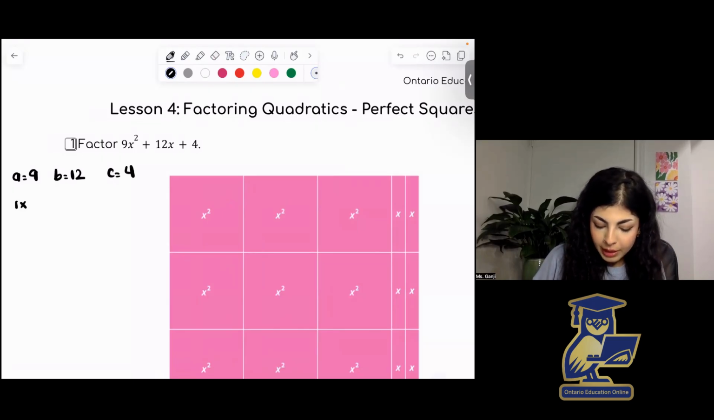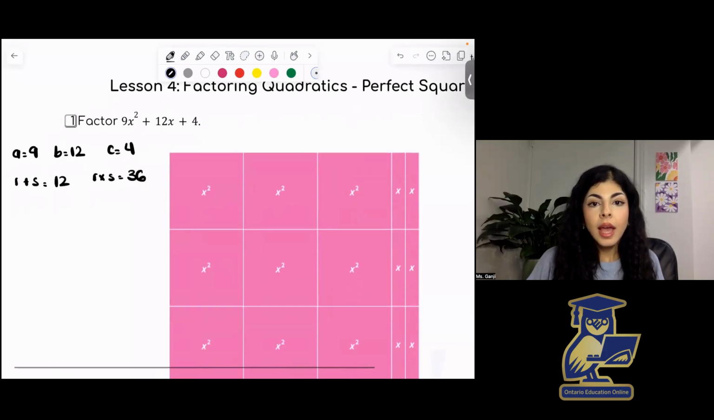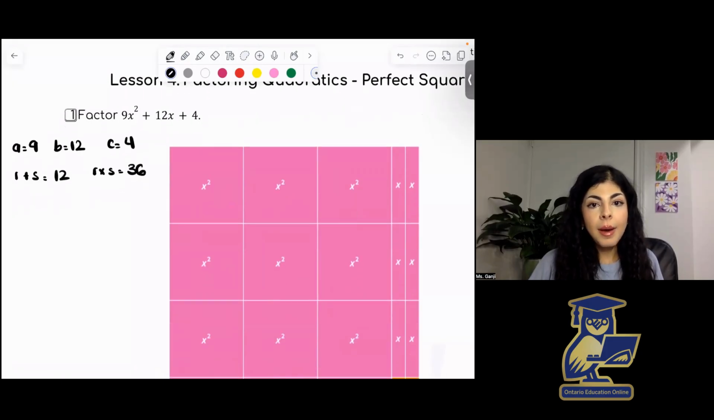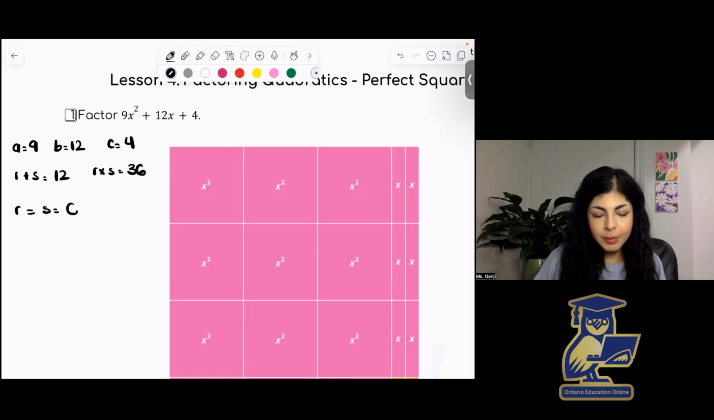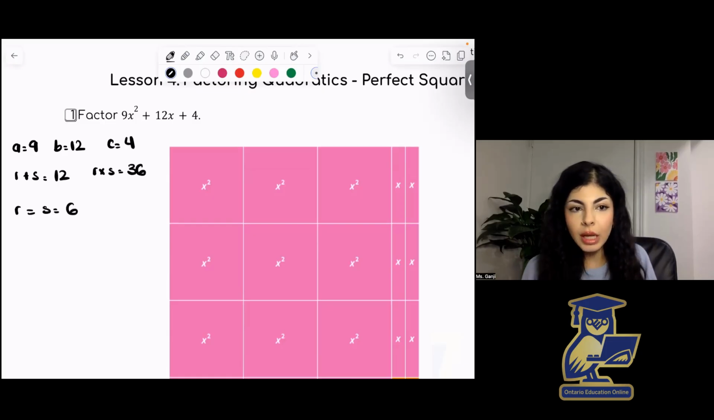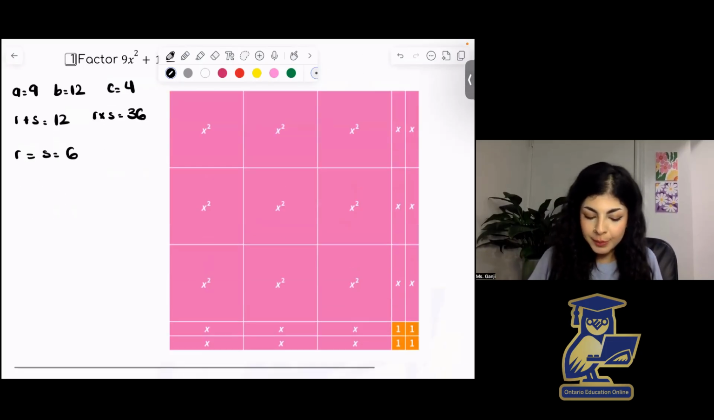And we want to find R and S so that their sum is 12 and their product is 36. And trying the method that we saw from last class, we should be able to find that R is actually equal to S, and it'll be 6, because 6 plus 6 is 12, and 6 times 6 is 36.